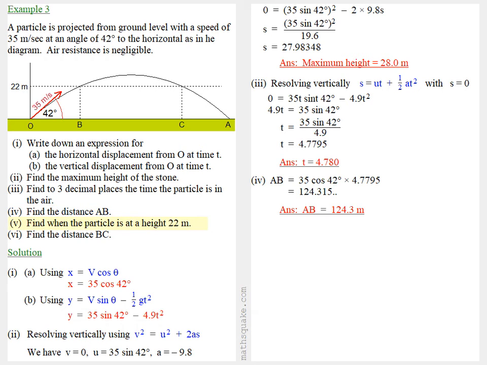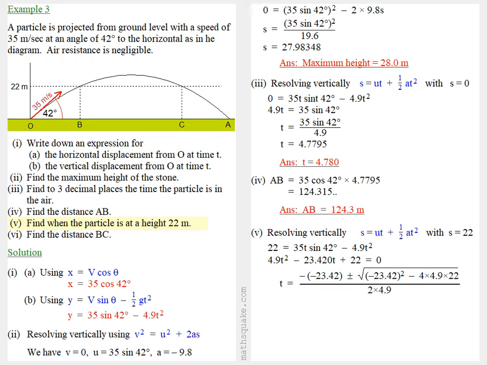In part 5 we're asked, find when the particle is at a height of 22 metres. And we can again use the formula, resolving vertically, s equals ut plus a half at squared with s equal to 22. And that gives us 22 equals 35t sine 42 minus 4.9 t squared. Or we can rearrange that: 4.9 t squared minus 23.420 t plus 22 equals 0.